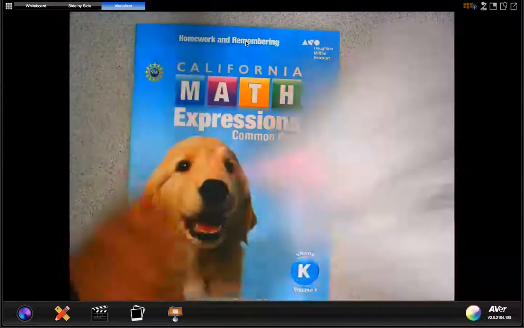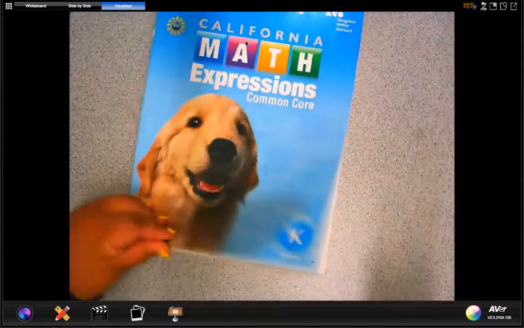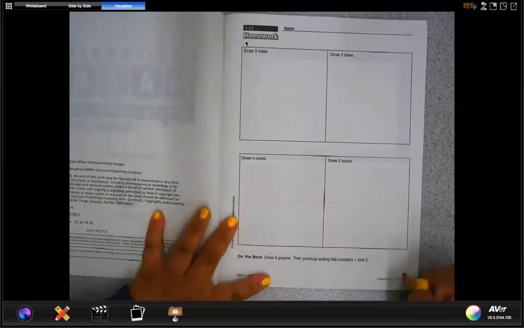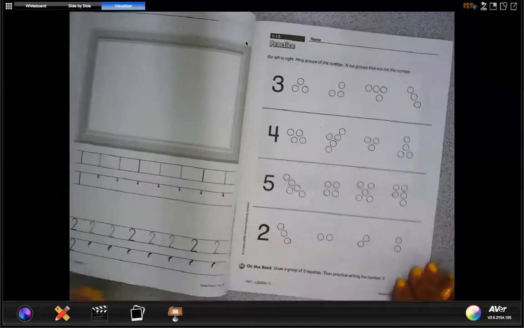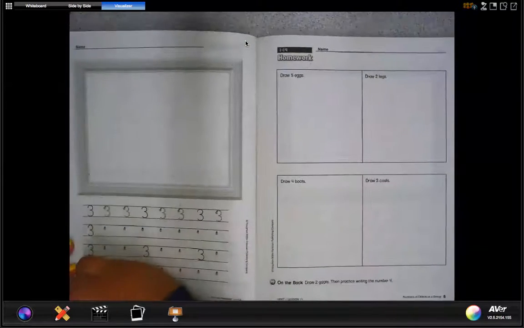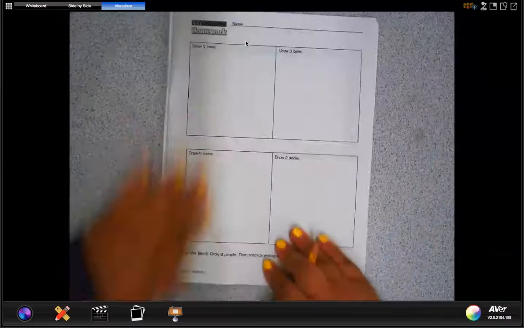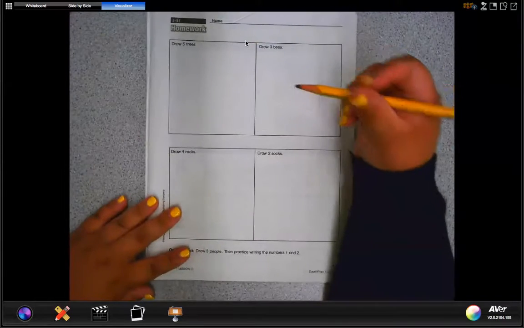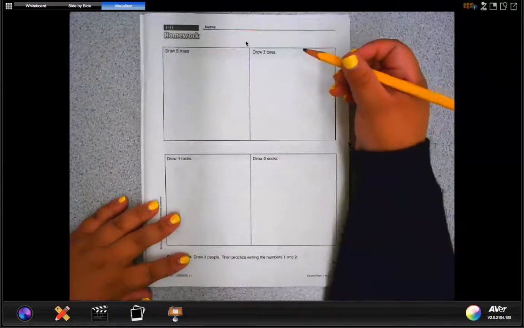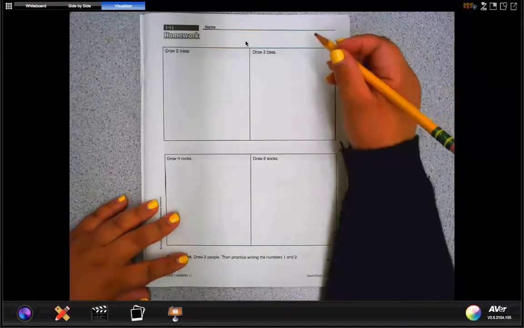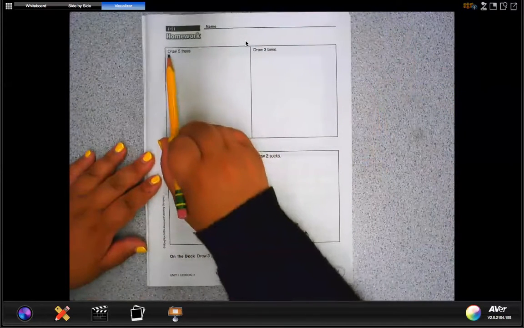Maybe what I like to do is open my workbook and circle the ones I have to do. 1, 2, 3, and 4. These pages are very thin, so I would suggest you only use pencil and crayon if you really want to color it. Here you're going to draw what it says.